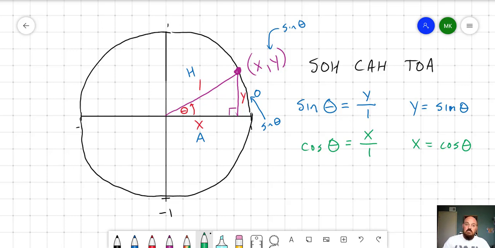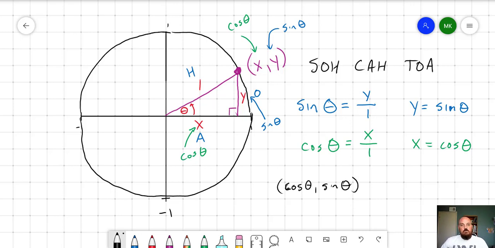Now x is two things in this picture. It's the horizontal side of the triangle, but more importantly, it's that x value of our point right there. So you may have learned before, I don't think this is for most of you the first time you've learned unit circle, but you may have learned that every point on the circle represents cosine theta, comma, sine theta, for the angle that you use to find that point. And now you know why. It all comes directly from SOHCAHTOA and realizing that the hypotenuse is 1.